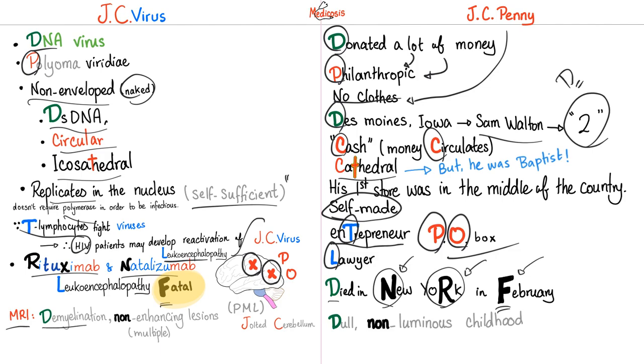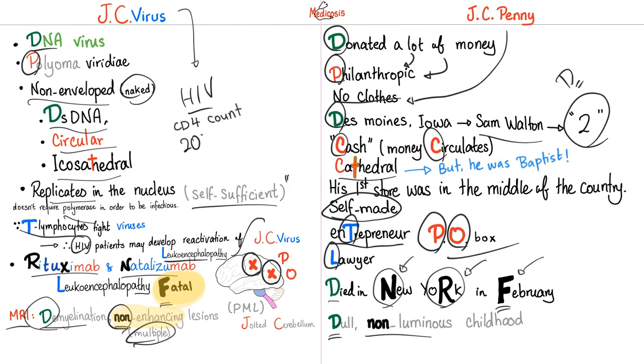On MRI, you see demyelination, but it's non-enhancing. And of course, it's multiple because it's called progressive multifocal leukoencephalopathy. His childhood was dull, demyelinated. It was non-luminous, so it was non-enhancing. Don't forget that JC virus can affect patients with HIV when the CD4 count drops below 200. For HIV, remember that JC Penney was born in Hamilton, Missouri.